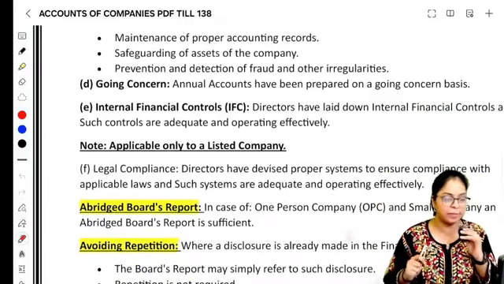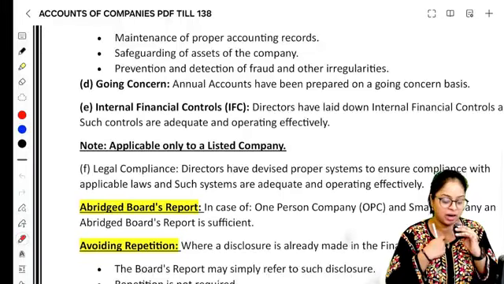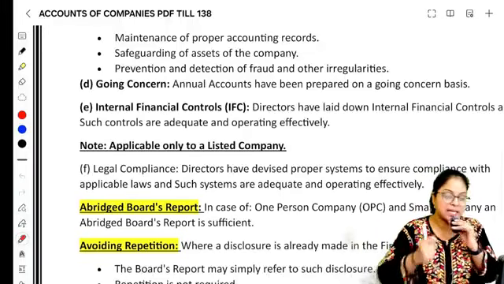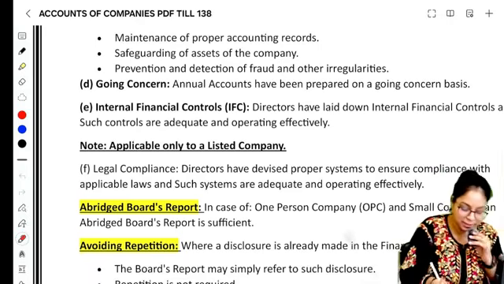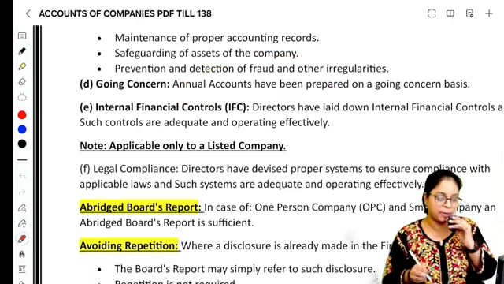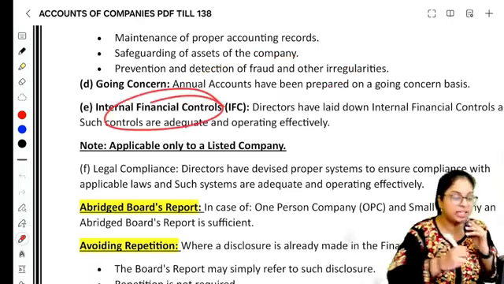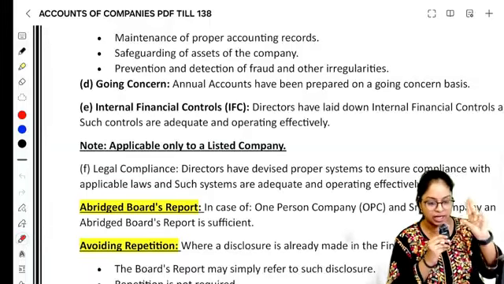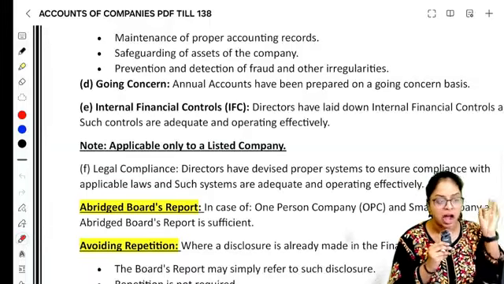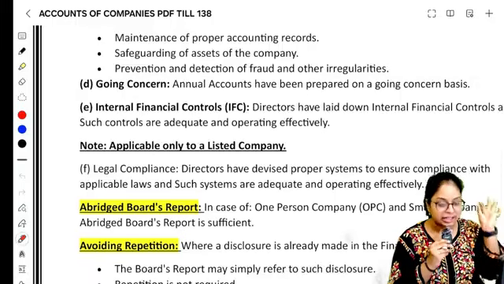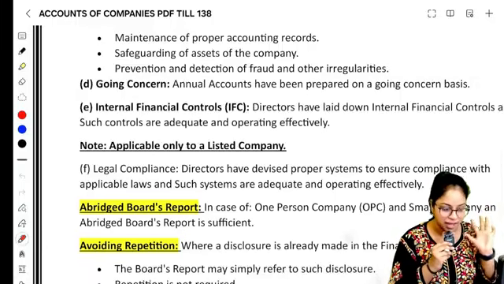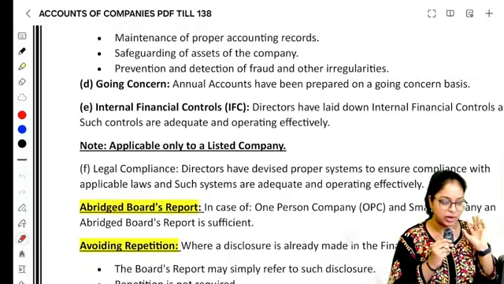அடுத்தது அவங்க என்ன எழுதணும் அப்படினா நாங்க prepare பண்ணிருக்க accounts வந்து it's based on the going concern basis principle. That is company will continue in the near futureங்கிற basisல தான் நாங்க accounts prepare பண்ணிருக்கோம். And next is internal financial controls. Controls that we have implemented, maker, checker, like that, are adequate controls and they are operating effectively. Right? So this is what a director has to write in the director's responsibility statement.